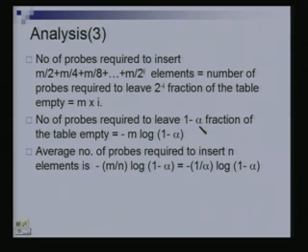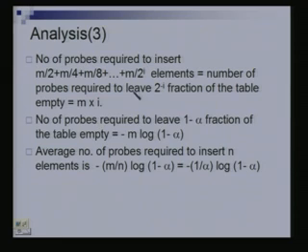Now what do we want? We have a load factor of alpha. We have already inserted enough elements so that the load factor is alpha. When the load factor is alpha, a 1 minus alpha fraction of the table is empty. So if I have 2 to the minus I fraction of the table empty, then I require m into I probes. What is I? I is basically minus log of that fraction. So if I need 1 minus alpha fraction empty, I need minus log of 1 minus alpha, times m. These are the number of probes required.